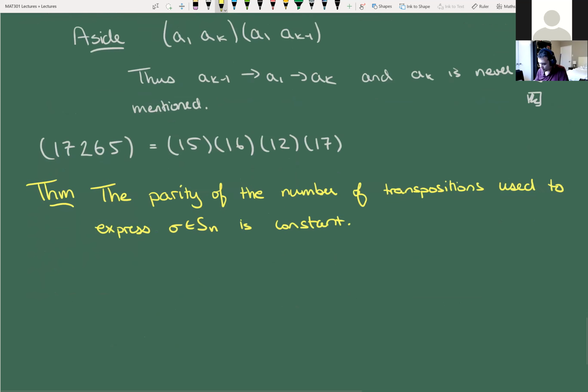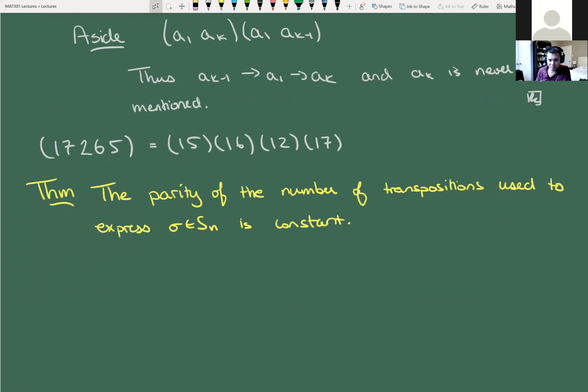Okay, so what I mean by this, you might be like, what does that mean? How do I read that? You have to think through it. But what it says is, if I can write my element sigma in terms of transpositions and I get an even number of transpositions, then no matter how else I chose to write it as a product of transpositions, I'll always have to use an even number. If I can write it as an odd number of transpositions, then every expression of sigma as a product of transpositions must be odd.